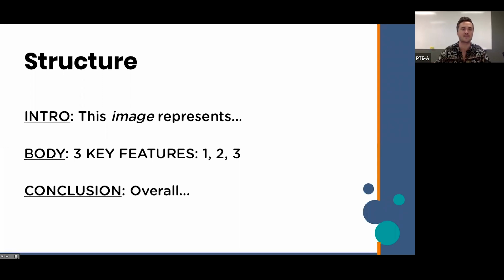What is the overall? Then with the body, you want to move into 3 key features. First key feature, second key feature, third key feature. Keep it simple. Whatever appears in your mind, you should say. Don't try to get into the details of the graph because it's far too complex. You just want to mention, again, highest, lowest, something else. That's it. And then finish with a concluding sentence like overall or in conclusion, you can see that blah, blah, blah.